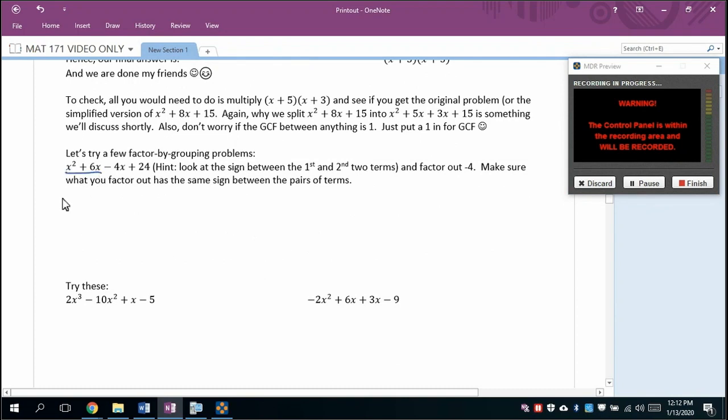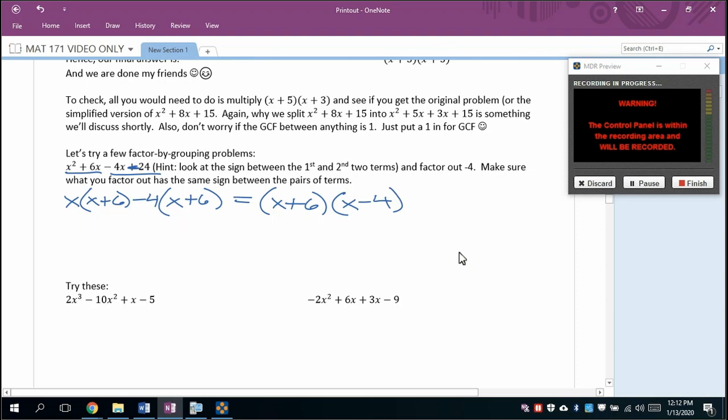I'm going to take out just an x out of these first two. So that'll give me x plus 6. And since there's a minus here, I'm going to take out a negative 4. And what happens here is this will become x. 24 divided by negative 4 is, this should have been a minus 24 anyway. So x plus 6. So this becomes x plus 6 times x minus 4.